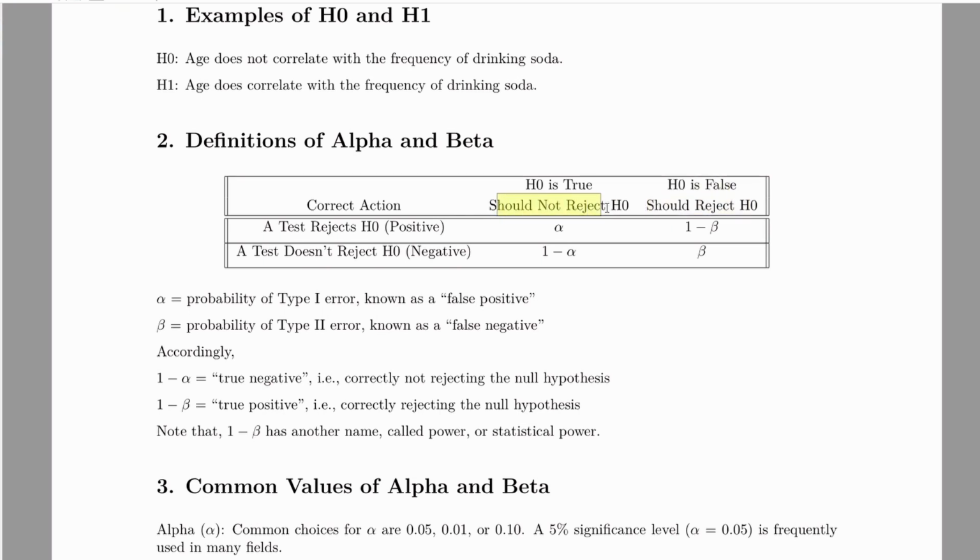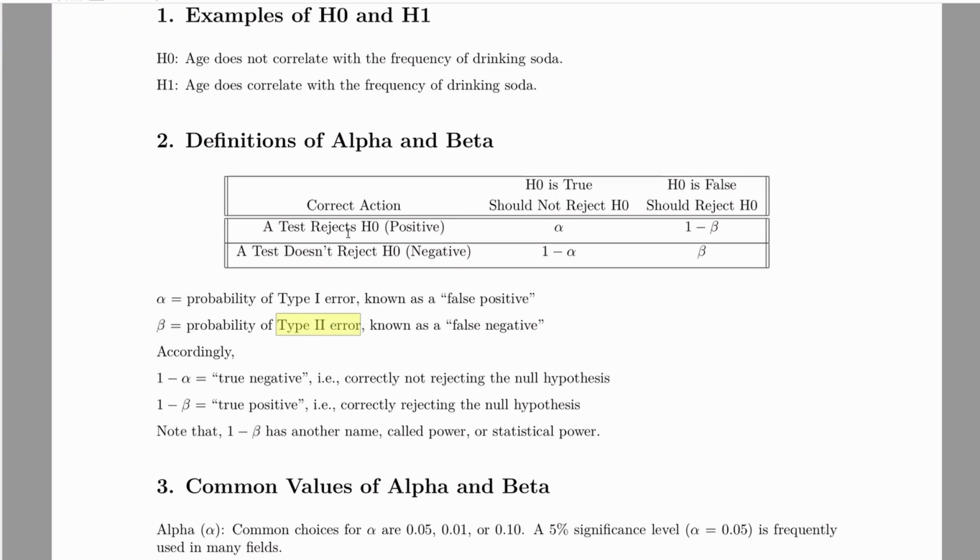If we should not reject, but we end up rejecting the null hypothesis, then we make a mistake, which is called type 1 error. In contrast, if the null hypothesis is false and we should reject it, but we end up not rejecting it, then it's called beta, the so-called type 2 error.